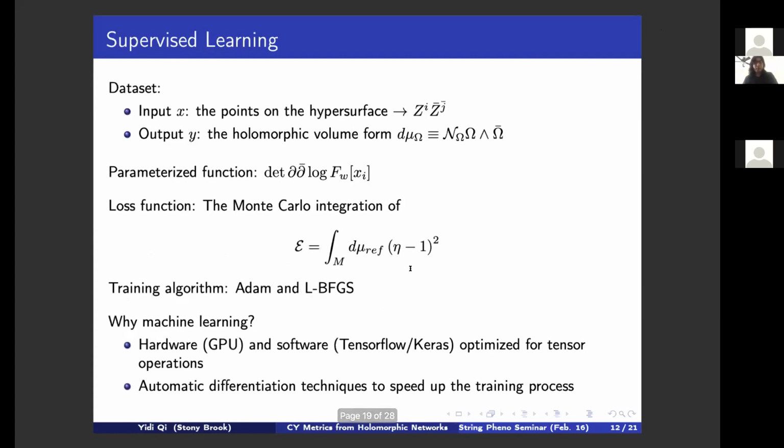Okay, so now let's go back to the Calabi-Yau metric problem. We have the dataset. We replace the input from the points to the combination of the z z bar, and we still use the holomorphic volume form as the output. And now for the function, we have this network which maps those inputs to the Kähler potential, and then we calculate the volume form from the Kähler potential. And we still use the same loss function, the integration of eta minus 1 squared, and we use the two-phase training algorithm. Okay, so now we can use the whole machine learning language to describe this geometry problem.